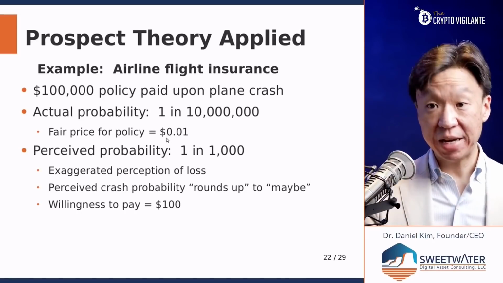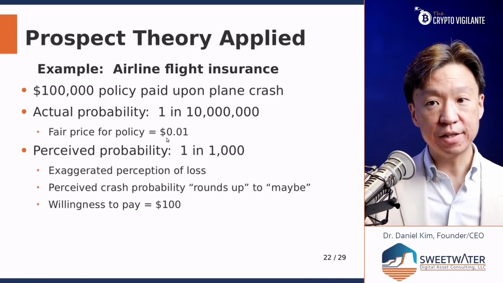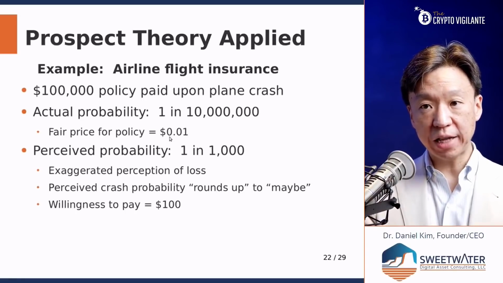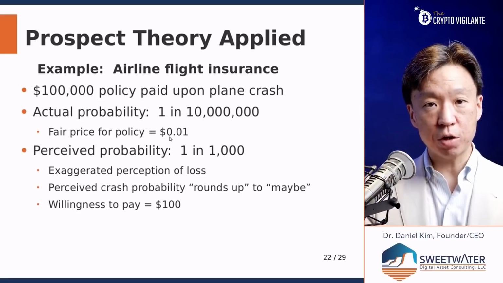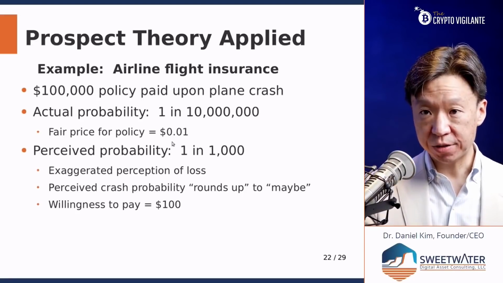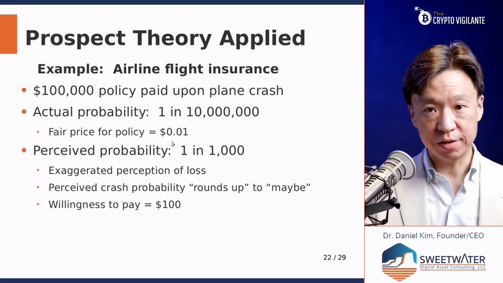The 10 million pennies that you collected are the same as $100,000. In other words, the $100,000 you collected as premiums is the same as the $100,000 you paid out as a payment. So the fair price for an insurance policy like this is 1 penny.